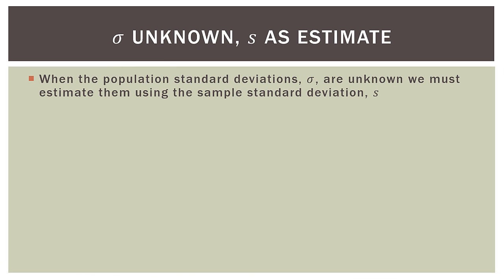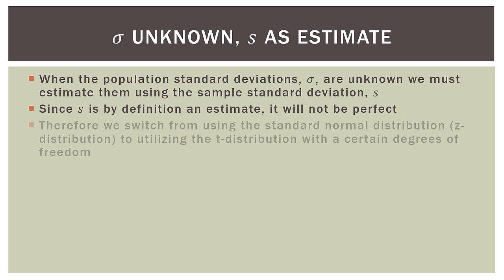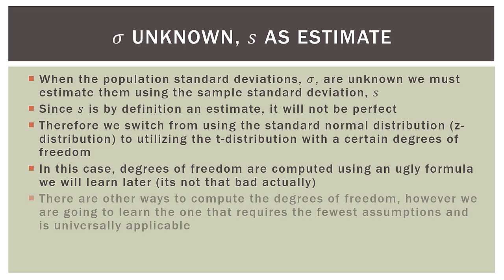So a few things before we get started. When the population standard deviations, or sigmas, are unknown, we must estimate them using the sample standard deviation, S. Now, since S is by definition an estimate, it will not be perfect. Therefore, we switch from using the standard normal distribution, or the Z distribution, to utilizing the T distribution with a certain degrees of freedom. In this case, degrees of freedom are computed using an ugly formula we'll learn a little bit later. Actually, it's not that bad. There are other ways to compute the degrees of freedom. However, we are going to learn the one that requires the fewest assumptions and is universally applicable.